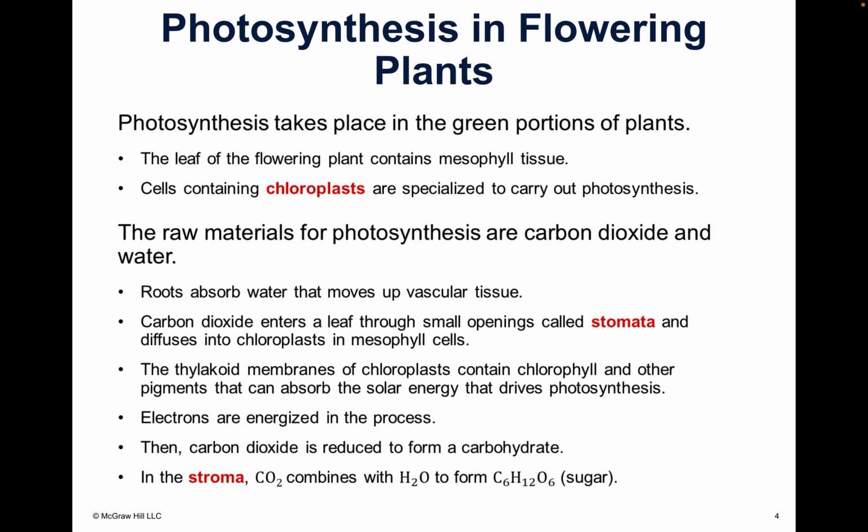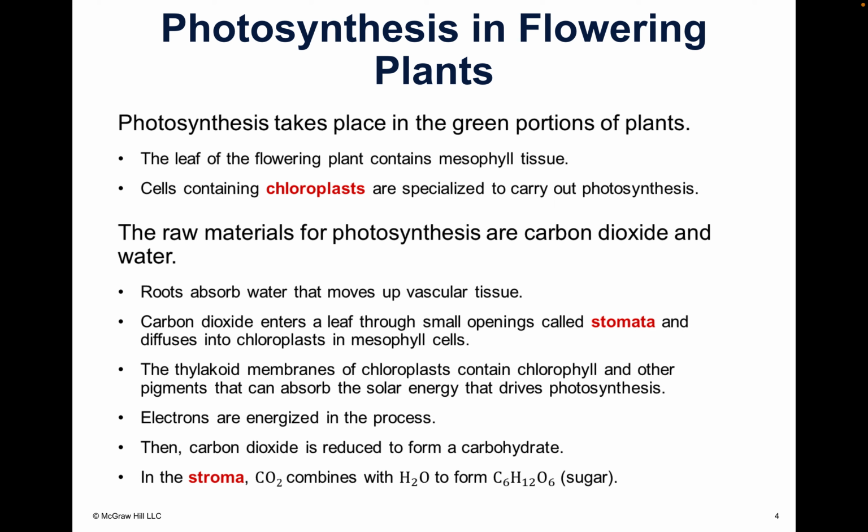Photosynthesis takes place in the green parts of the plant. So if we're talking about a plant, the leaf of this plant contains something called mesophyll tissue. And in this mesophyll tissue, cells containing something called chloroplasts are specialized to carry out photosynthesis. So the chloroplast is the green part of the plant that makes photosynthesis. The raw materials for photosynthesis are carbon dioxide, CO2, and water, H2O.